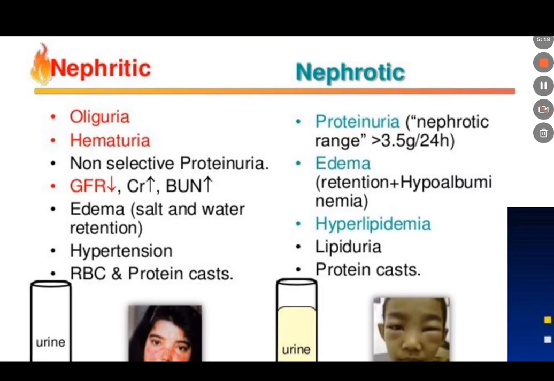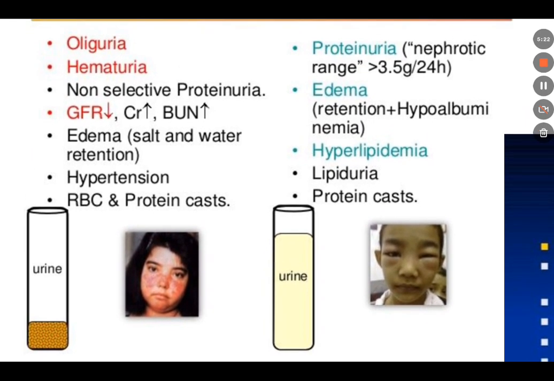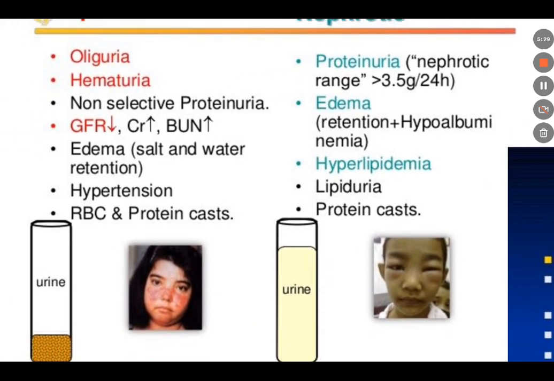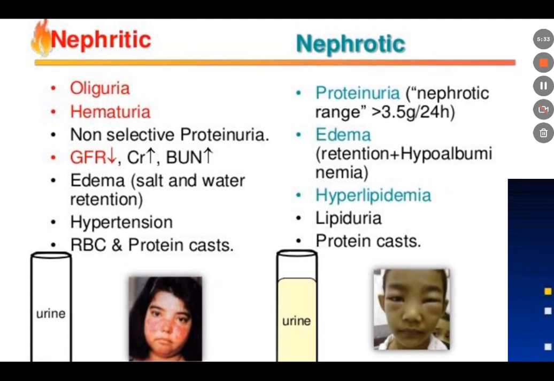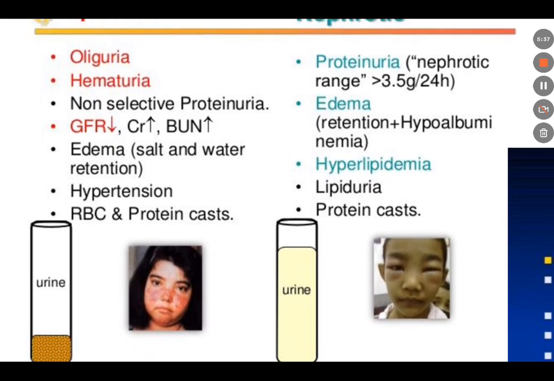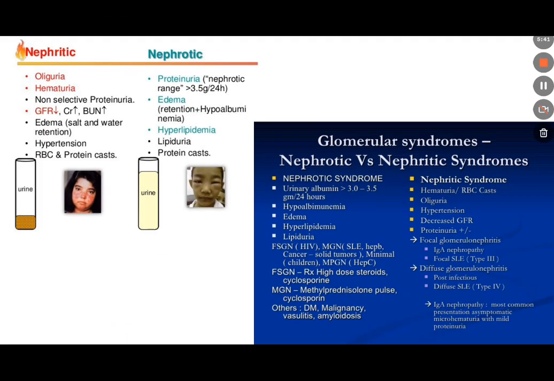Then we have your nephritic presentation, which is oliguria and hematuria. RBCs are present. It is non-selective proteinuria, because in the nephrotic one, selective means selectively just albumin is lost, or deficient in blood, which is hypoalbuminemia, and it is now coming in the urine. In nephritic, GFR is decreased, BUN is increased, and there is edema, hypertension, RBC casts, and protein, not just protein casts.